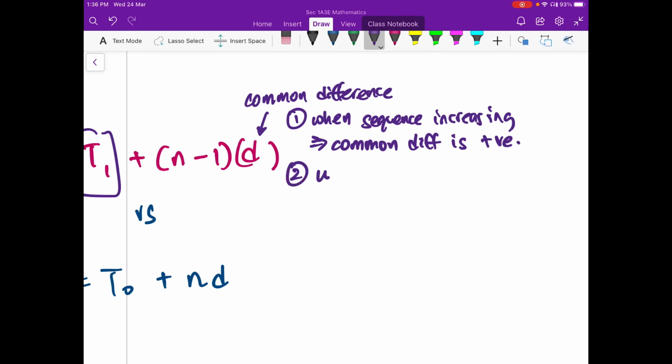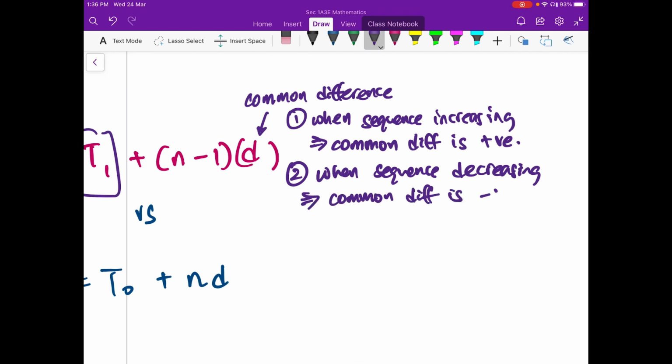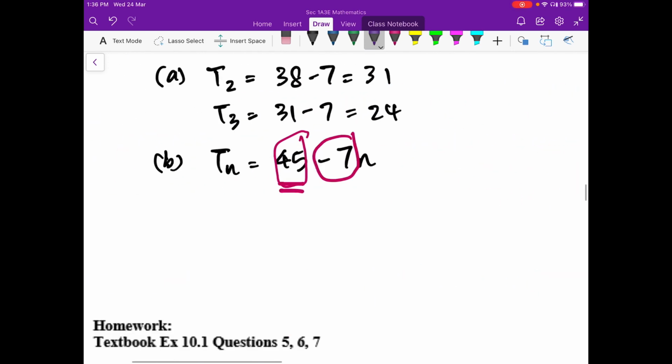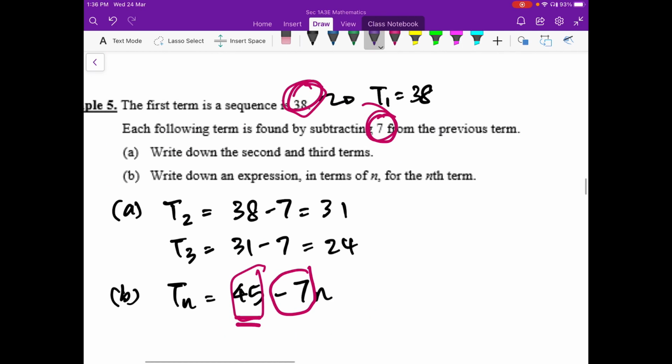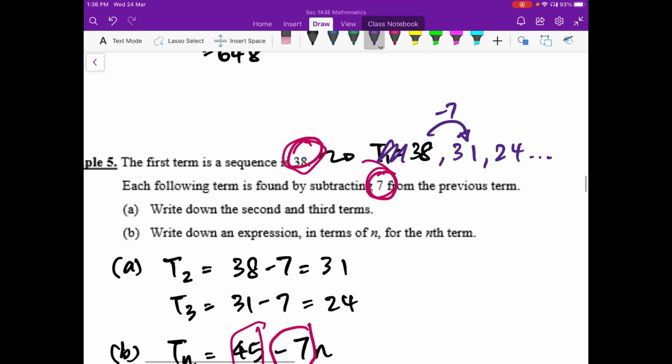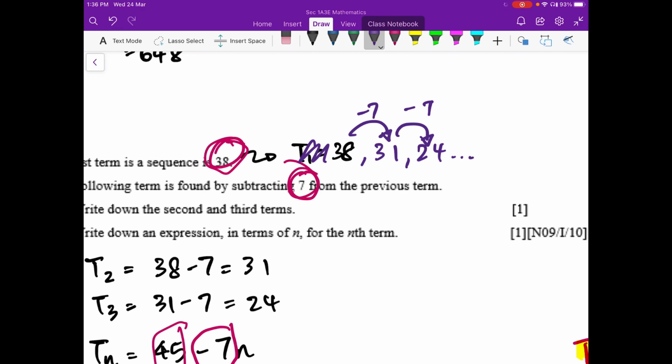The other case, when the sequence is decreasing, it tells us that the common difference is negative. When do we see that? Oh, in this particular example, look, it is 38, then after that 31, 24, so on and so forth. It is a common difference of minus 7. Okay, so in this case, the d value is negative 7. In the example on the board, the d value is positive 2.